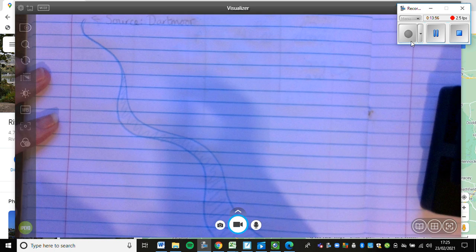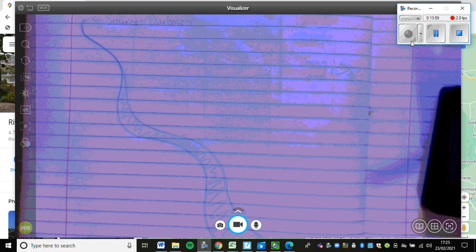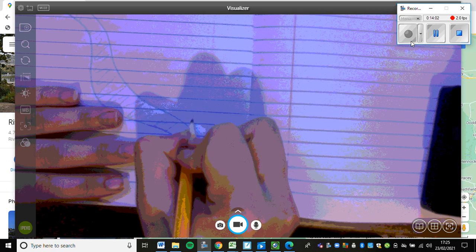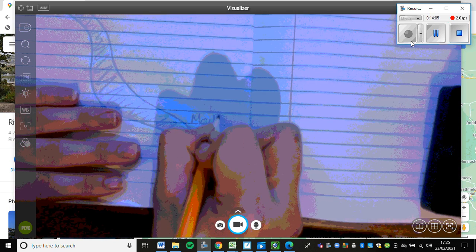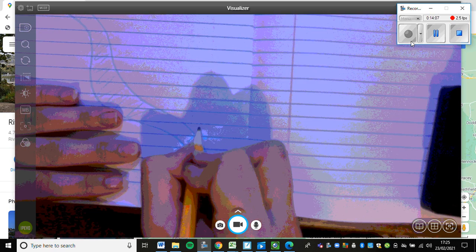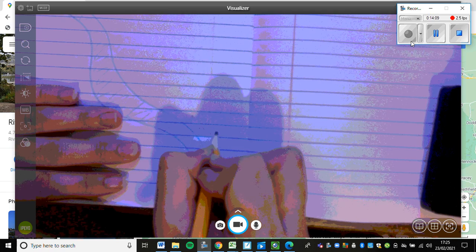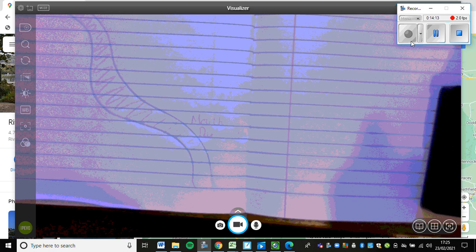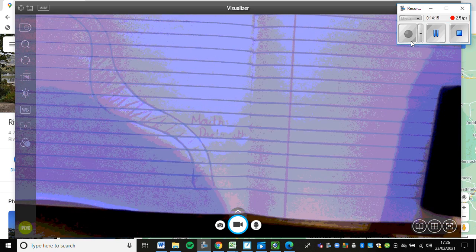Okay, so that's the source of our river. And we notice that the mouth of the river, so where the river ends, I'm going to put mouth down here, is Dartmouth. Okay, so that's what we're going to be looking for today. And then that will be achieving bronze.